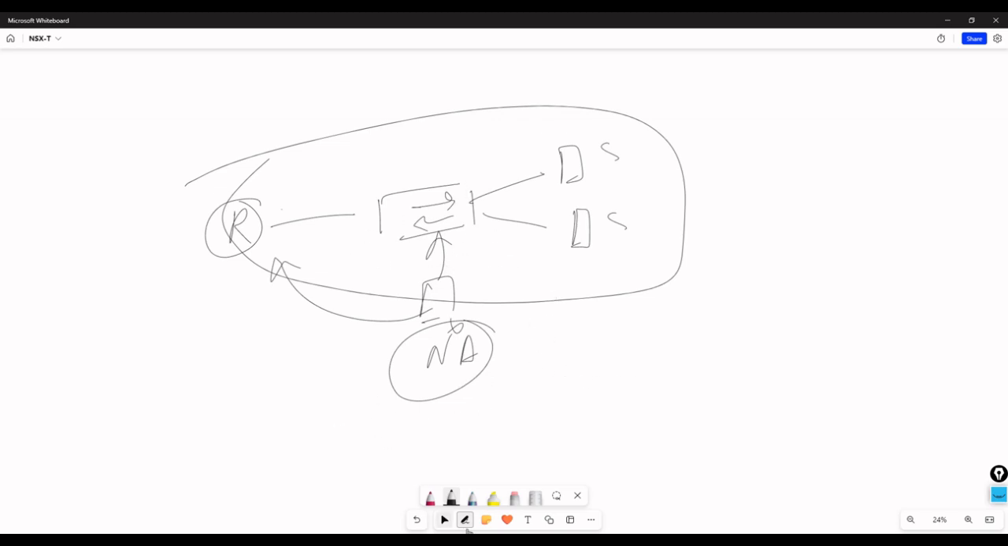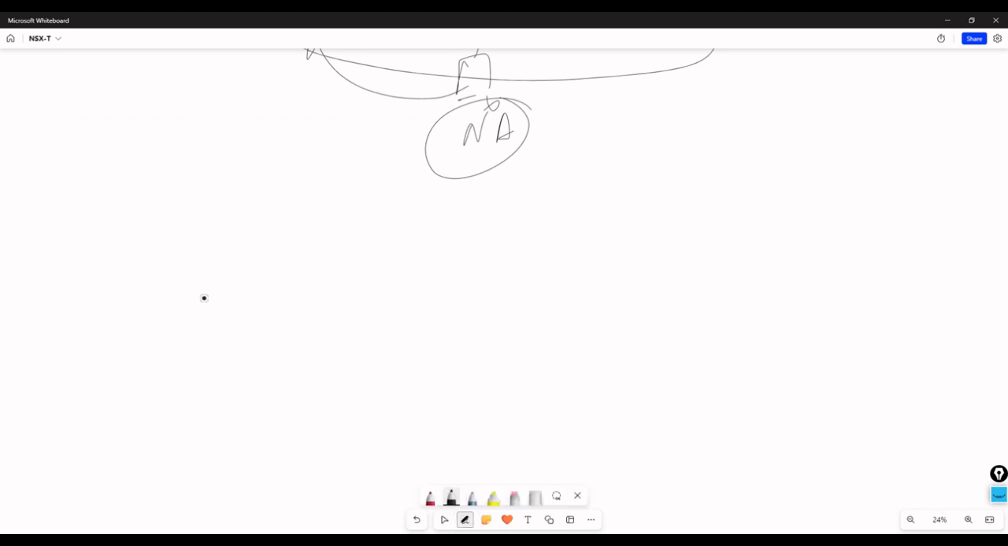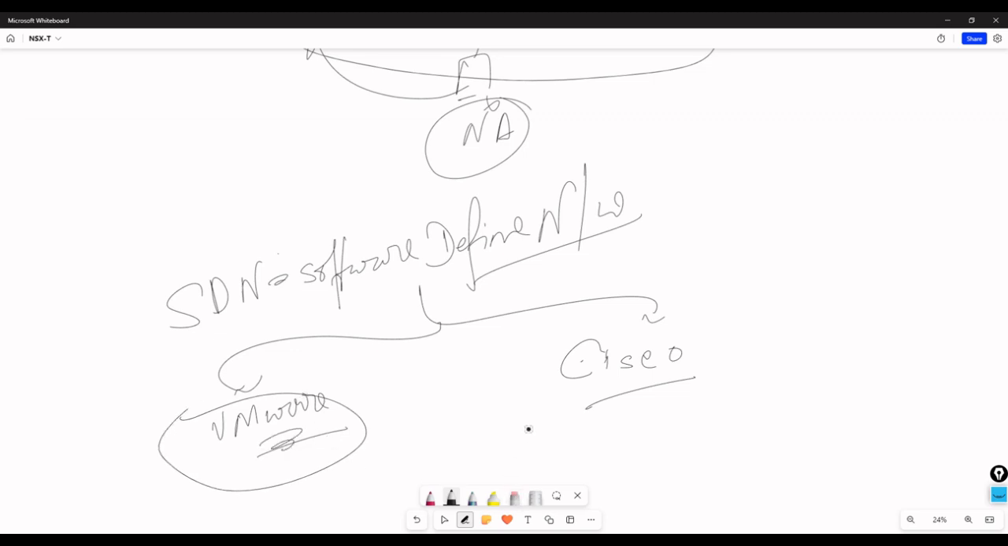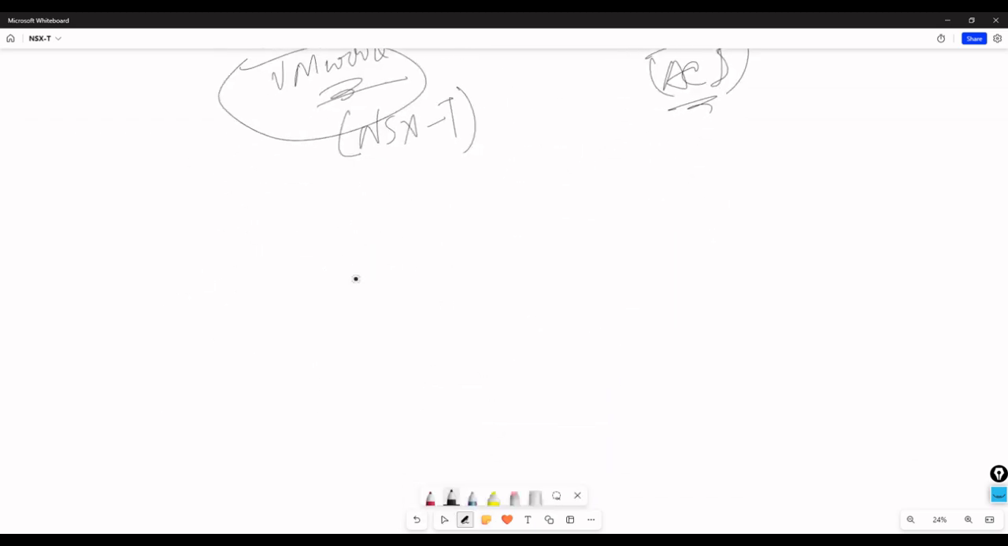Now there is something called SDN, software defined networking. SDN has two vendors that can be managed: one is VMware, another is Cisco. We are focusing on VMware. Clear? So VMware has a product called NSX-T, and Cisco's product is ACI, the Application Centric Infrastructure. Now we need to understand the basic components and architecture.